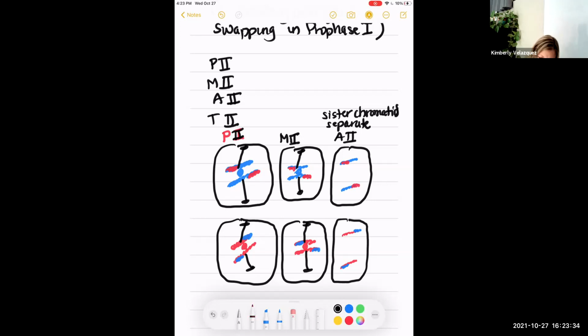So in telophase 2, see if I can squeeze it in here. Those are going to separate. Cytokinesis and new nuclear envelopes form. And each one of these chromatids is now in a different cell.